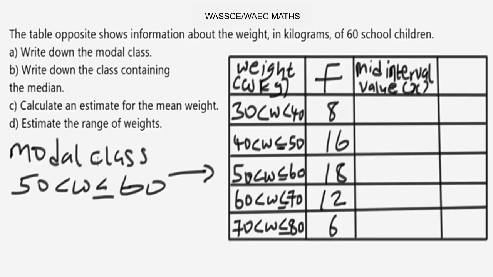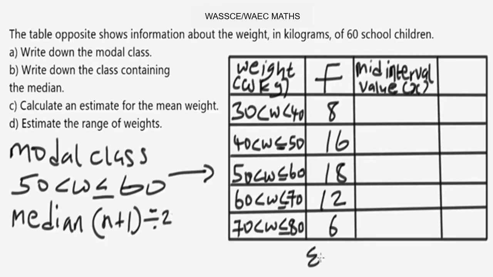Now for the B part of it, we have to write down the class containing the median. Alright, so as usual, for the median, we are going to make use of this formula: n plus 1 divided by 2. Our n is the summation of the frequency, that's sigma f. So when you add everything here together and punch it in the calculator, you are going to have 60. So we have 60 here. So this will give us 60 plus 1, which is 61 over 2.